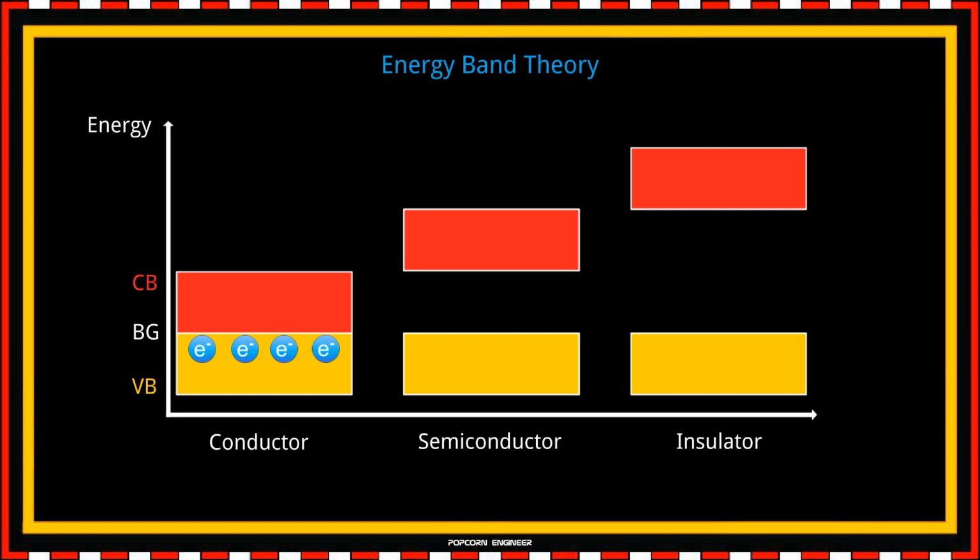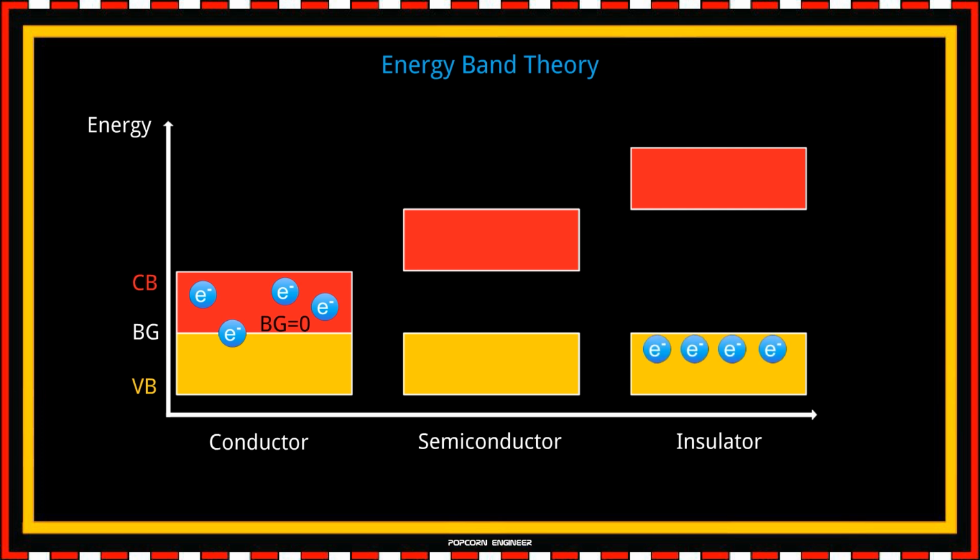For instance, in conductors, the band gap is basically 0. As you can see here, the valence band and the conduction band actually overlap. So electrons in the valence band are already in the conduction band. There is no gap to cross, which means the outermost electrons are free to move and conduct electricity right away.